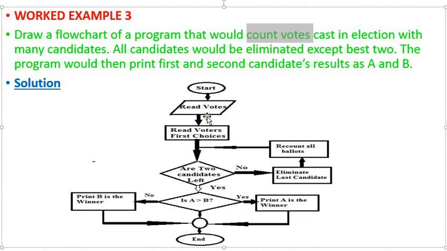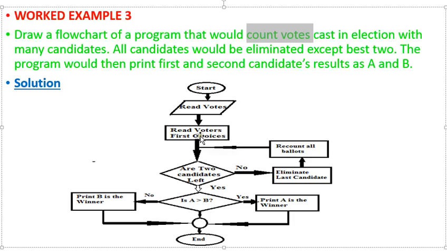Okay, now, if it reads all the votes, it will start reading each voter's first choice. That's after accepting all the votes, it will be checking and say, okay, this is the first choice, I place it here. This is the first choice, I place it here. And this first choice should be for what? The many candidates we have in the election.